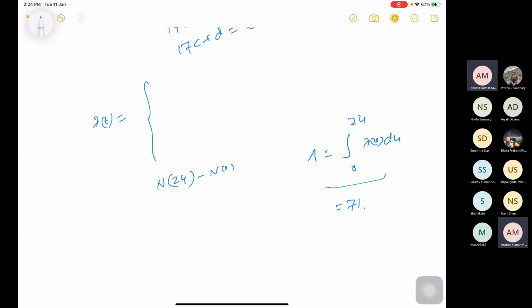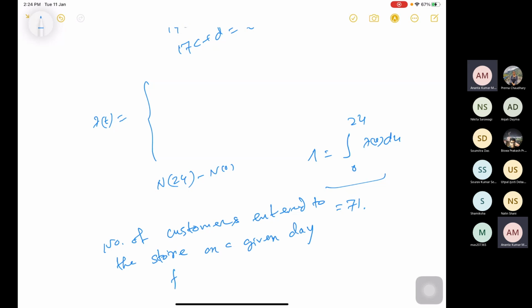That means that the number of customers that enter the store on a given day is Poisson distributed with parameter 71. Is it not? So similar kinds of examples you can make yourself, as I told you, in a cafeteria and so on, where the intensity depends on the time. That is what we see in real-life problems. That is why this non-homogeneous Poisson process is also important to study. Okay.